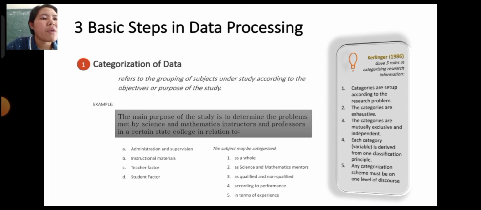Okay, we have 5 rules in categorizing research information according to Kerlinger. First, categories are set up according to the research problem. Second, the categories are exhaustive. Third, the categories are mutually exclusive and independent. Fourth, each category or variable is derived from one classification principle. And fifth, any categorization scheme must be on one level of discourse.